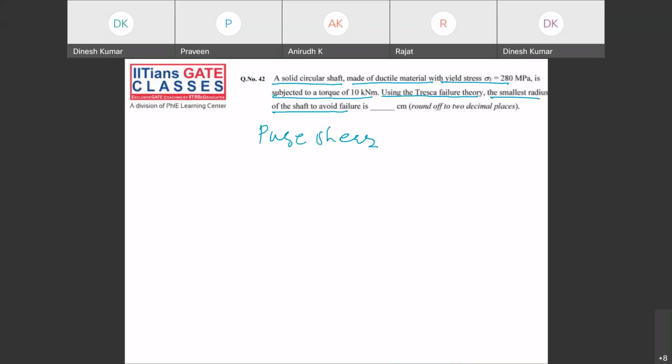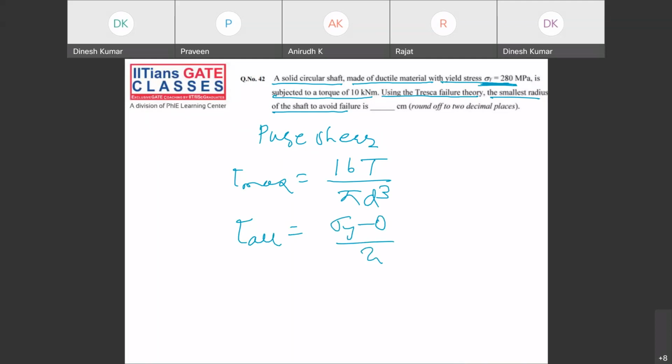So we know in case of a solid circular shaft, what is the tau max value? It is always 16 T upon pi d cube. And we know the yield allowable. So what is the shear allowable? If you find shear allowable, it will be sigma y minus 0 by 2. Now we know at failure, your tau max will be equal to tau allowable.